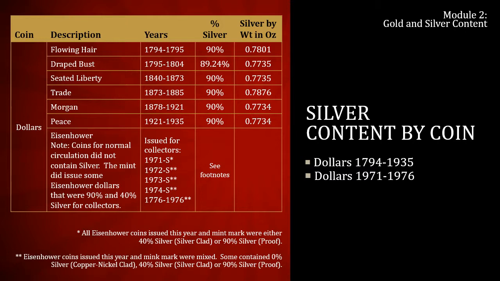Next table covers dollars. And I put a special note in here about Eisenhower dollars. The ones that have silver are not in common circulation. The U.S. Mint made those just for collectors. So if you have one of those in these years with the S Mint mark or the bicentennial Eisenhower dollar, there's notes there to describe what you have, if it's 90% silver or 40% silver. So refer back to this if you have one of those Eisenhowers.